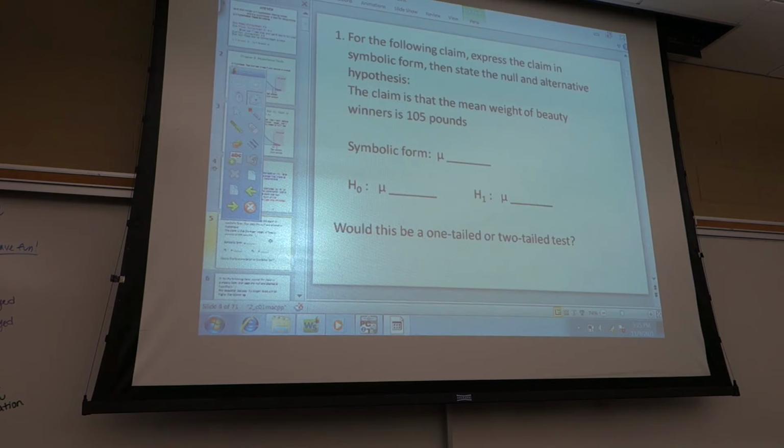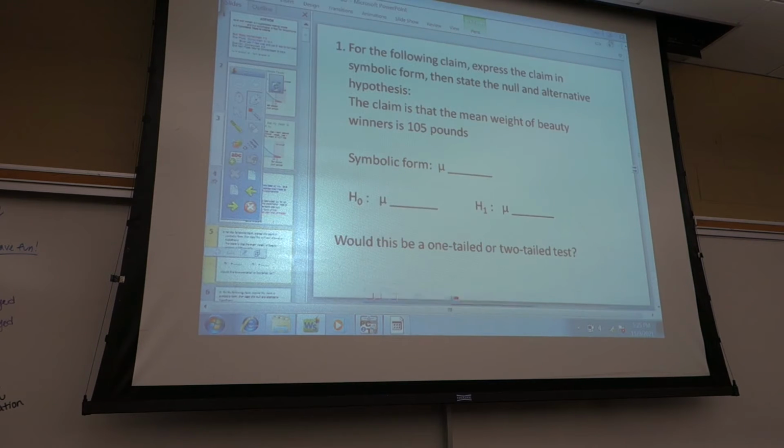All right, so the following claim. The claim is the mean. So that's going to be mu. Don't just put, I'll talk about it in a second. The mean equals 105.